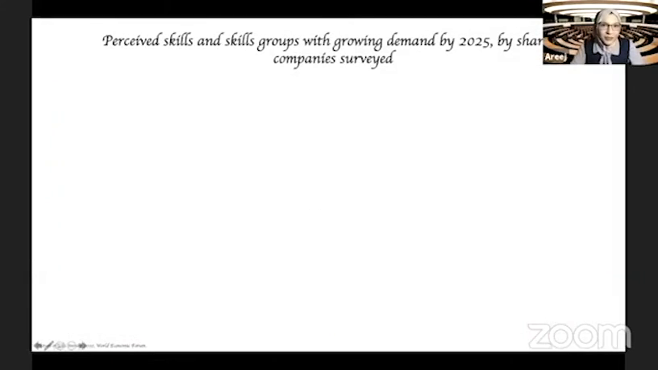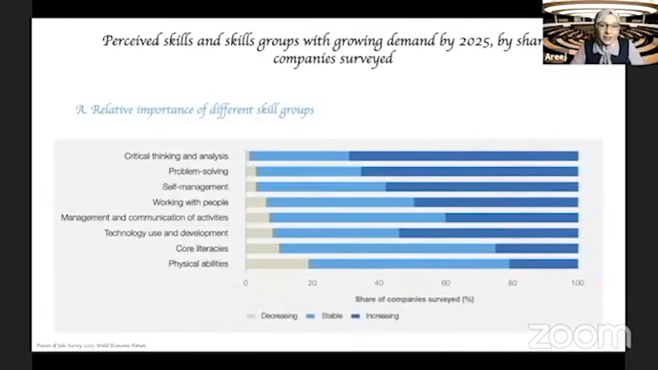They also mentioned the perceived skills and the skills groups with growing demands by 2025. They said that some of the skills will be increasing and have more focus in the coming years, like critical thinking and analysis, technology use and development, problem solving, self-management, and so on and so forth.